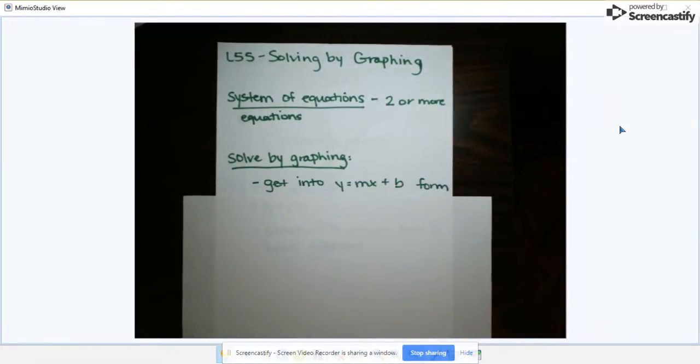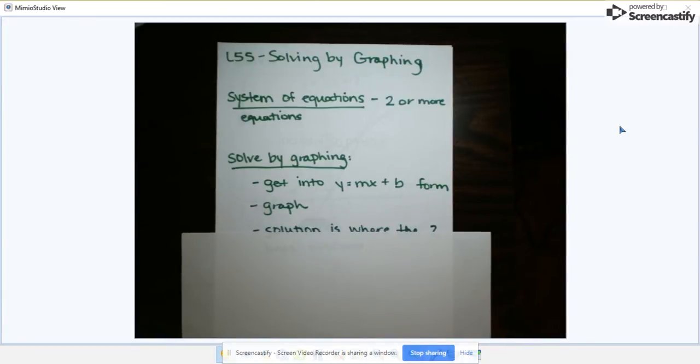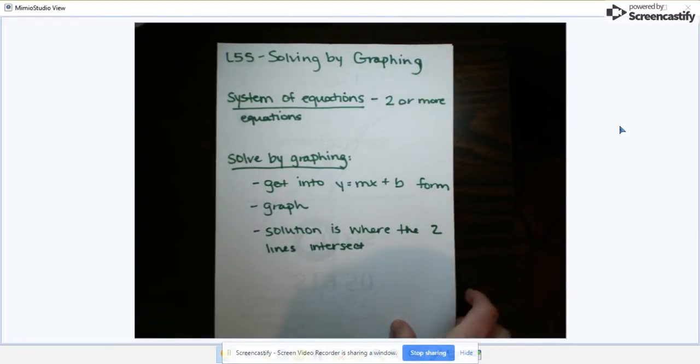Our first step, we'll have to get our equations into slope-intercept form. So y equals mx plus b. Then we will graph from that step. Once we have our graph of our two lines, our solution or our answer is going to be where those two lines intersect. So we're going to look at a couple examples.